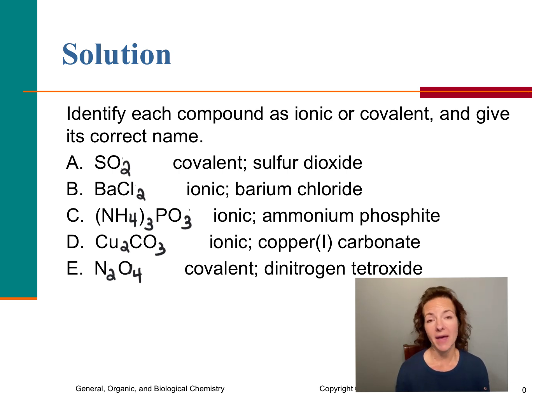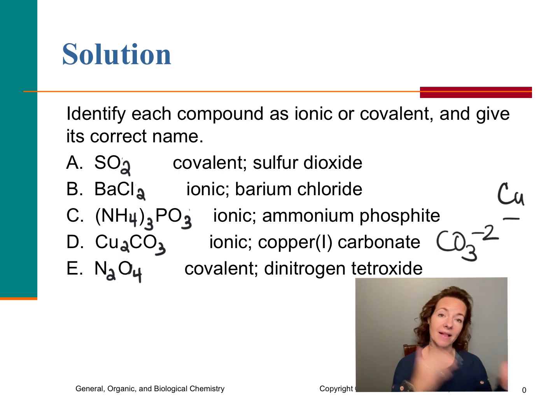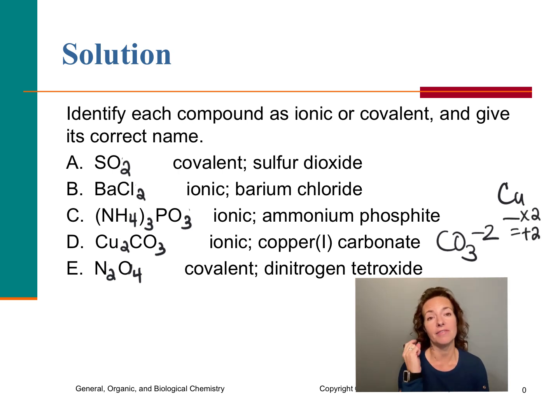So if we look at the back of the periodic table and we see CO3, it's called carbonate. We see it has a -2 charge. Because our formula of copper has 2 coppers, we're going to have to balance with that -2 charge. Each of those coppers are going to have a +1 charge. So that's how I figured out it's copper 1 carbonate.